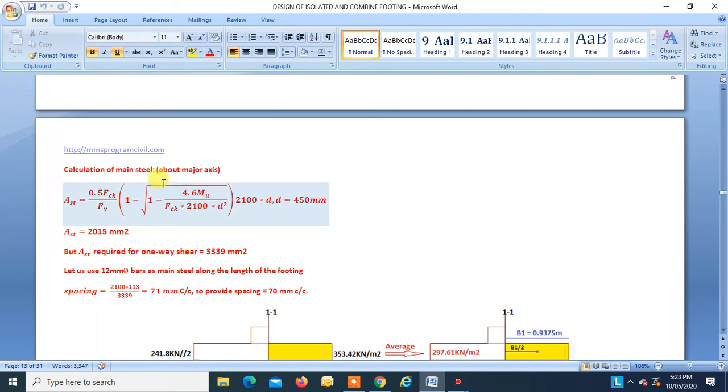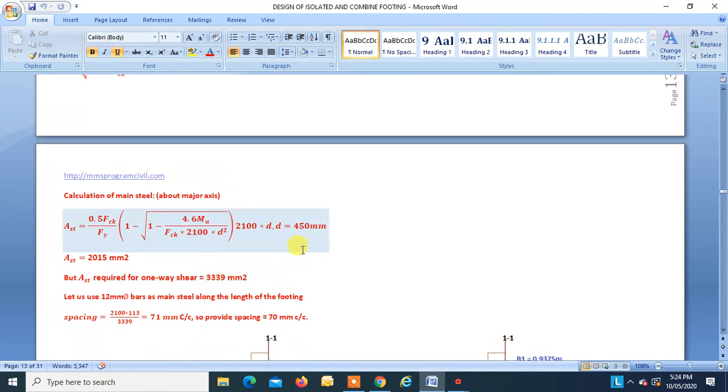You find steel equal to 2015 mm square. But now we have to check whether this steel is adequate for satisfying the one way shear criteria. The AST required for one way shear was 3339 mm square.